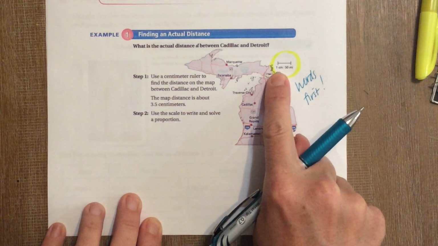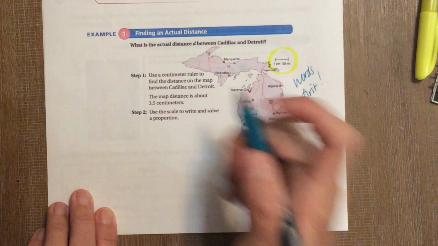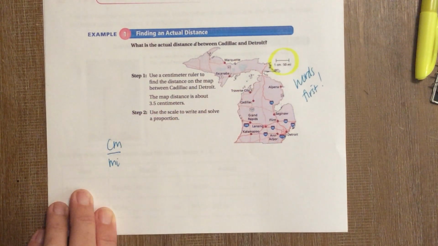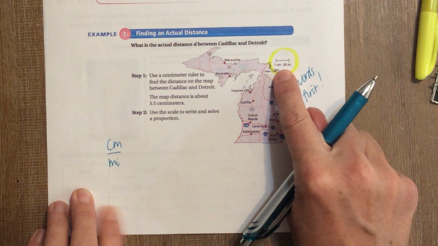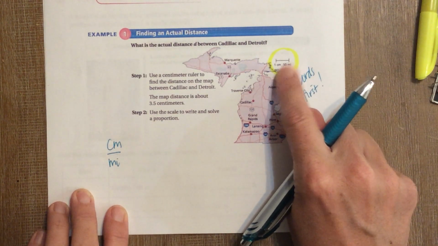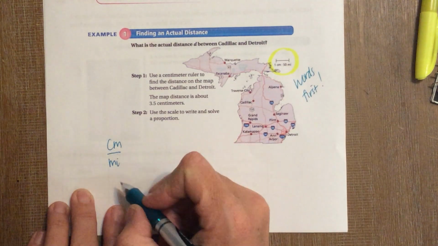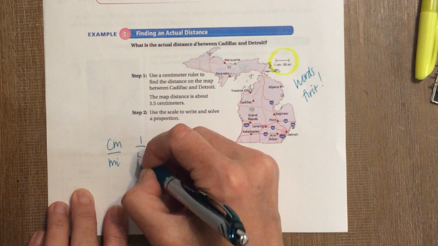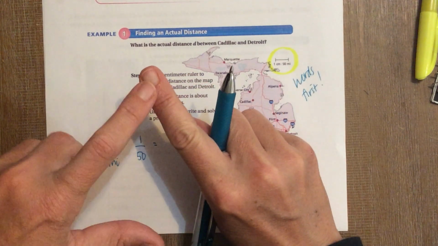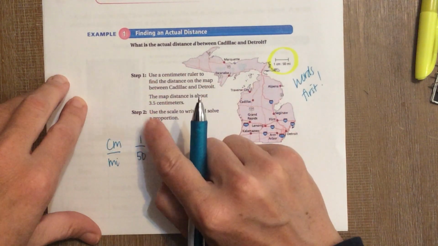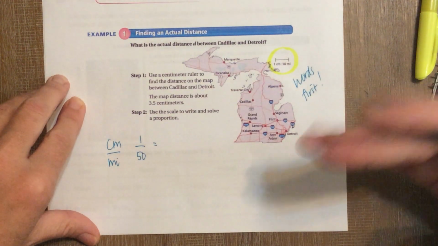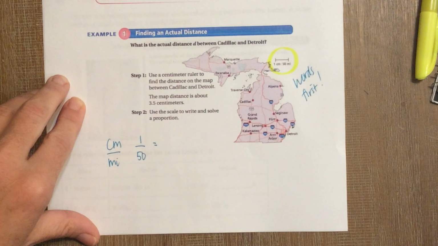So if you look at our words here, we have centimeters and miles. So I know that it is centimeters over miles. All right, and this ratio here is always the first ratio in your proportion. So I know that 1 centimeter is the same as 50 miles. And you guys, 1 centimeter is about the length of your fingernail. And obviously 50 miles is, from here to well past Los Angeles. So that's a big difference.